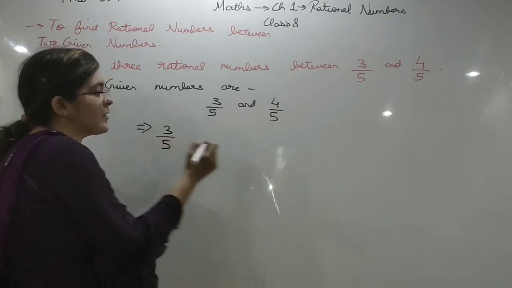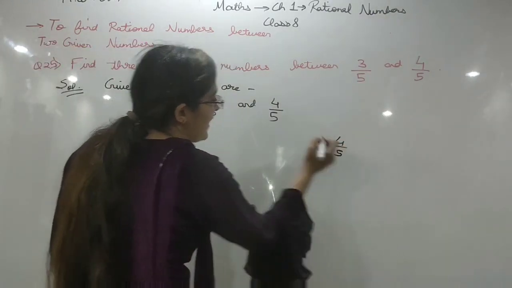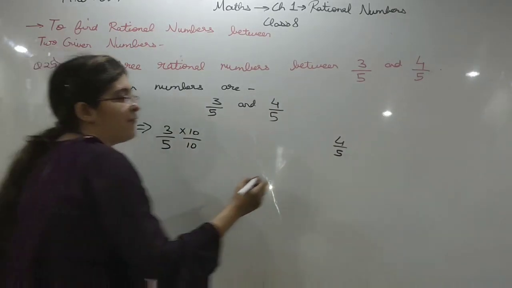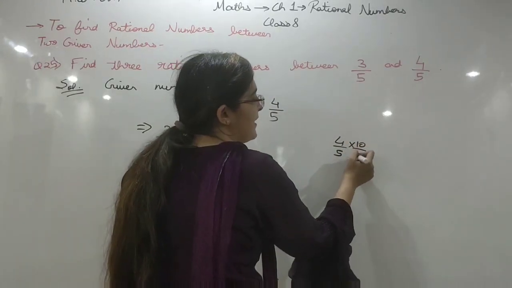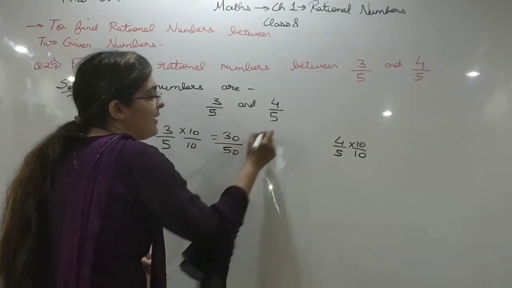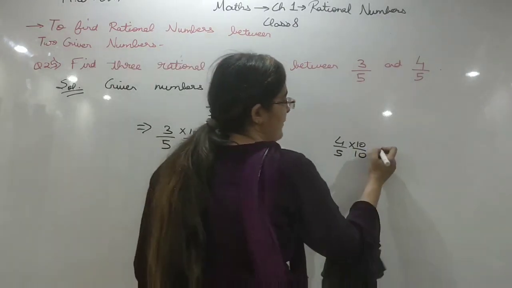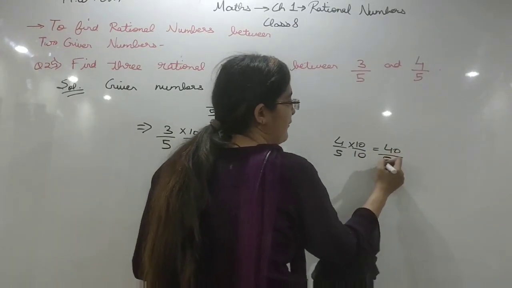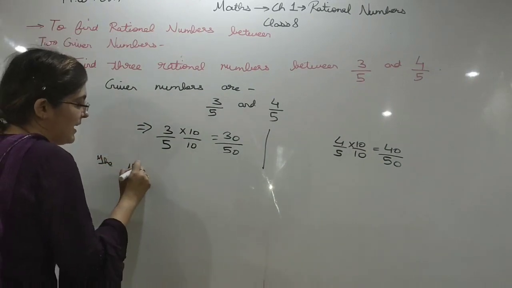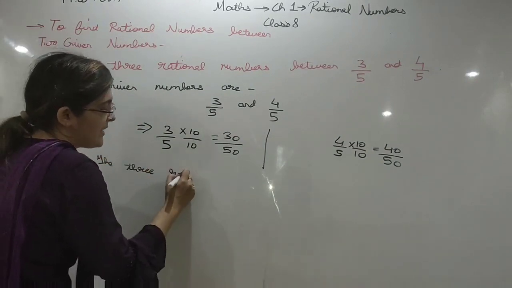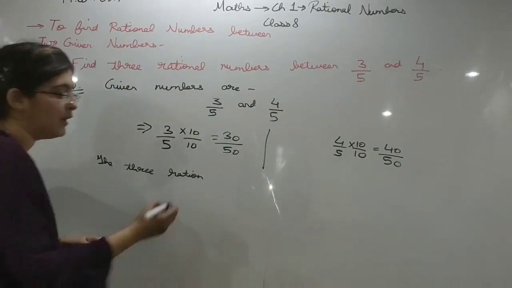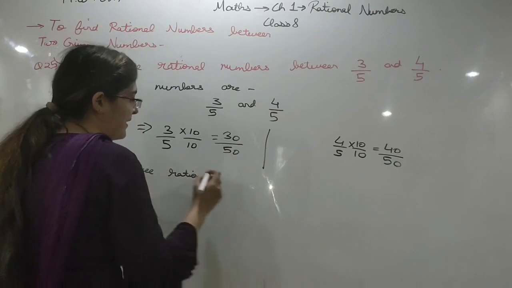Our next step is to write both the numbers and multiply and divide them by 10. You have to multiply and divide by 10. What will we get? 30 upon 50, and here we will get 40 upon 50. Now you can easily find the three rational numbers. See the way of representation, students, how I am writing. You have to write it in the same manner.